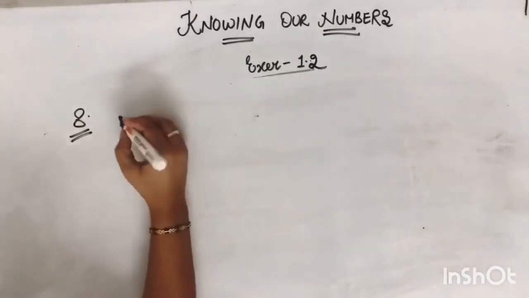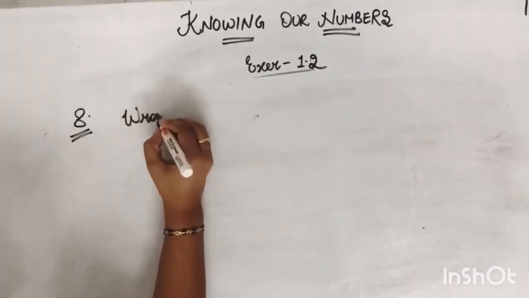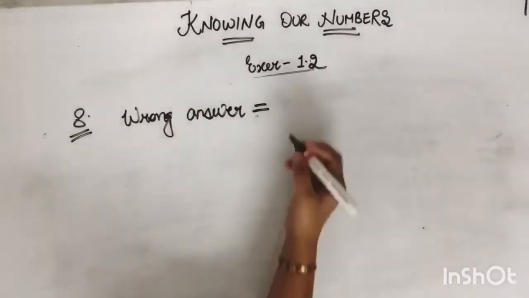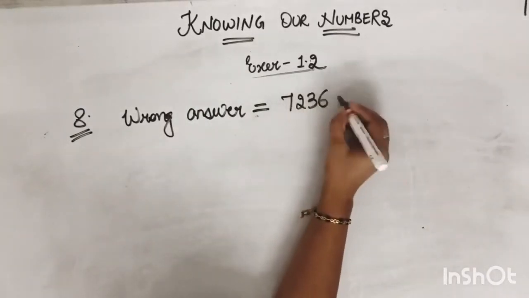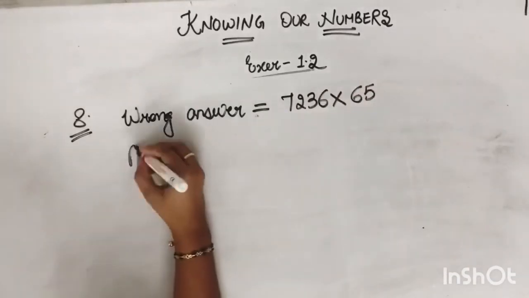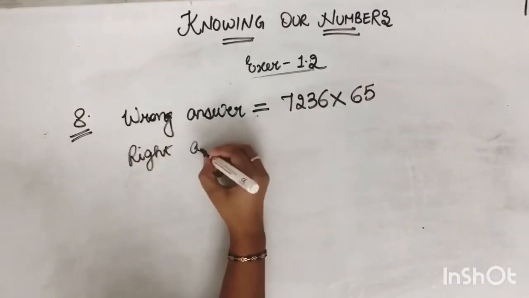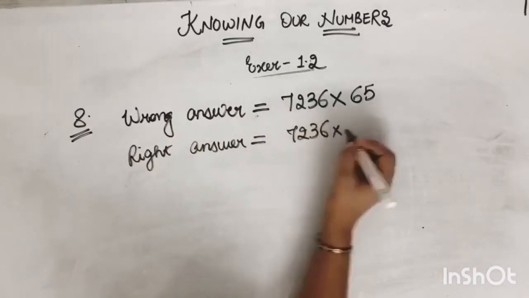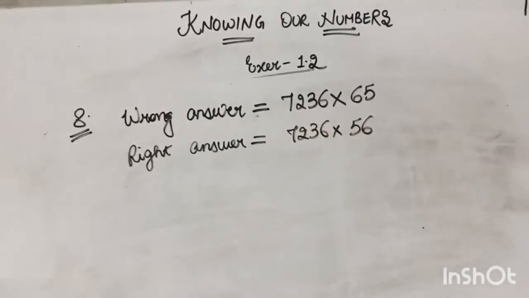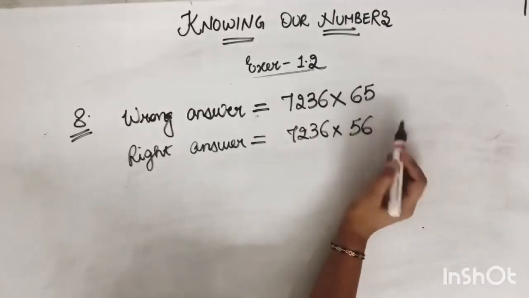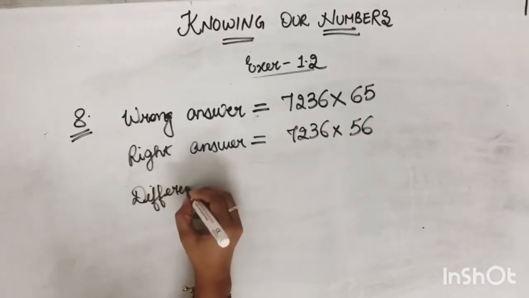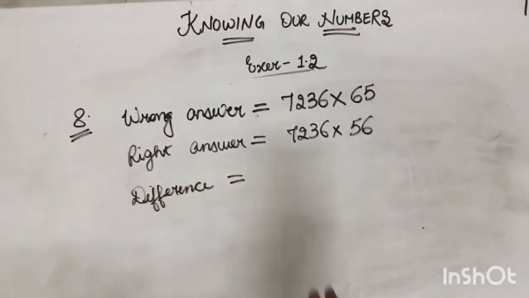First, we'll write the wrong answer: 7236 into 65. And what should be the right answer? 7,236 into 56. This is the wrong answer and this is the right answer. We have to find the difference between the both. Now we won't find the product of both the numbers.